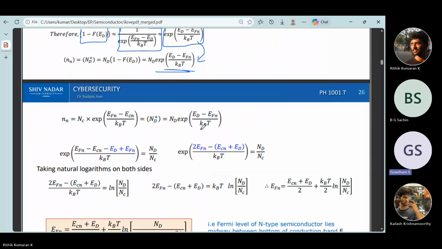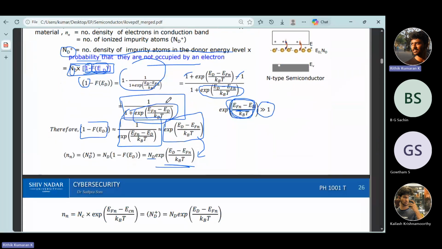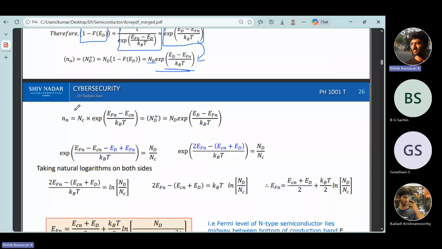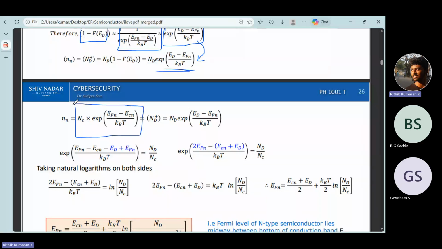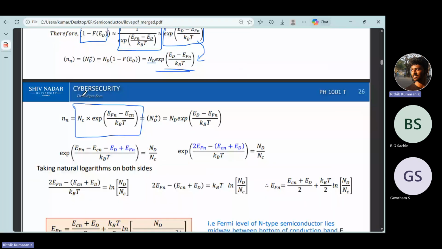Next. Similarly, how we derived this, we had ND, the number of ionized donors. Similarly, if you do for NC, we'll also end up with this equation. They will probably not ask you to derive both the things. You just derive one of the things and say similarly for NC, you write this.